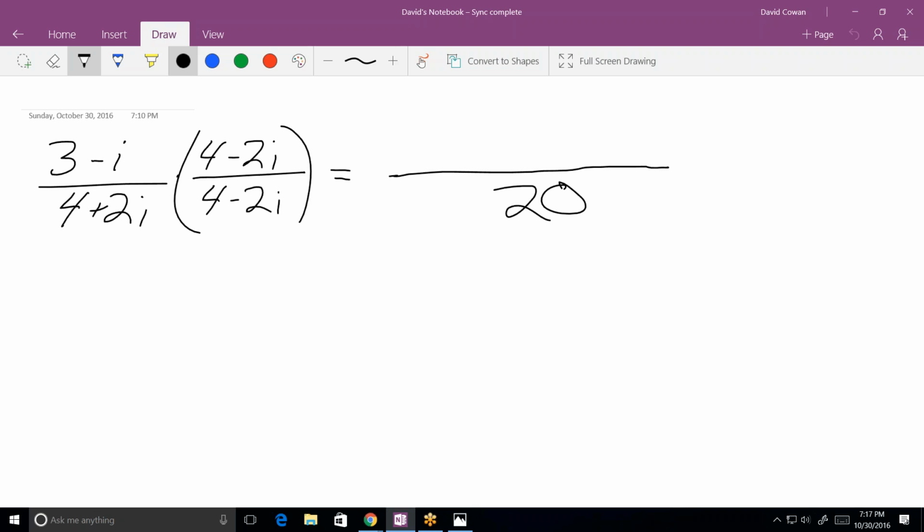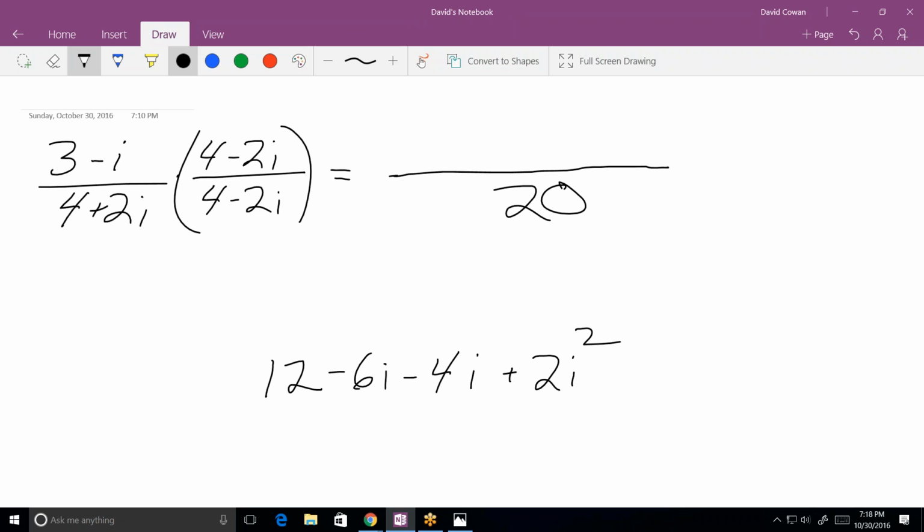So the numerator becomes what? Let's see. That'd be 12 minus 6i minus 4i, and then positive 2i squared. Okay, simplify that.